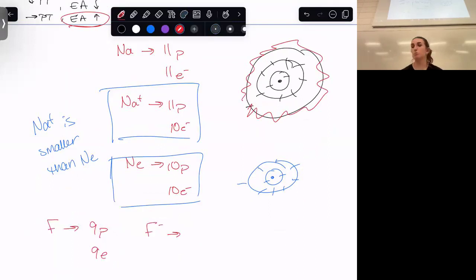Fluorine minus has how many protons? And then we have 10 electrons. So this now looks like this.